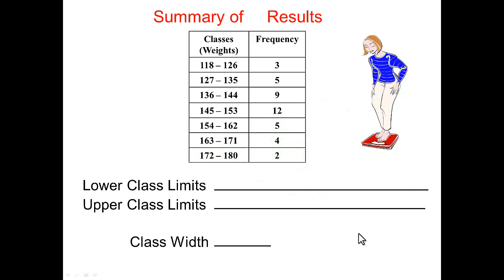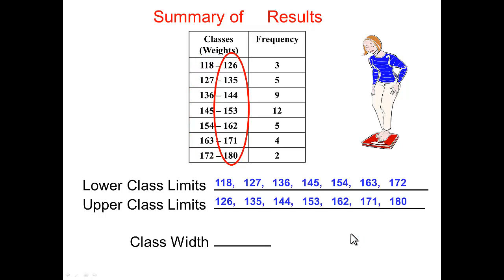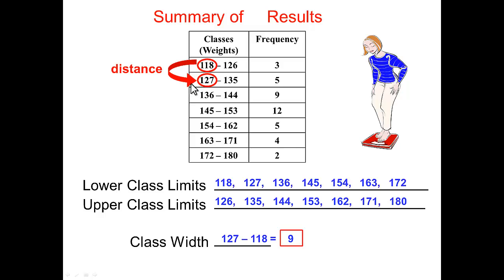So let's do a quick summary before we wrap this video up of the results: the lower class limits, the numbers to the left, the upper class limits, the numbers to the right, and the class width, which is the distance between the first lower limit and the second lower limit, subtracting 127 minus 118. And yes, I know I said that all backwards, but look at the screen to figure out how you're supposed to subtract.